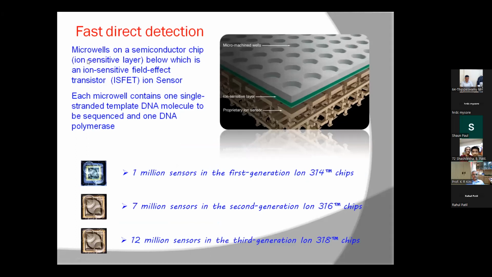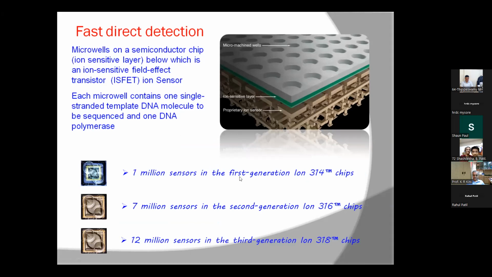So what happens? The microwells, these are the wells, okay, different layers, and this will be on the semiconductor chip, ion sensitive layer, below which is an ion sensitive field effect transistor, ISFET, ion sensor. And each microwell will contain a single stranded template DNA molecule to be sequenced and one DNA polymerase.